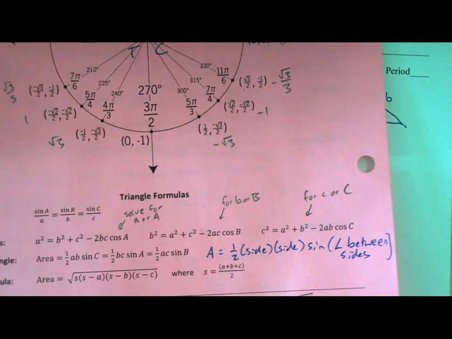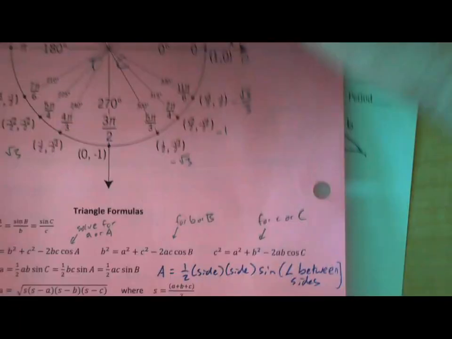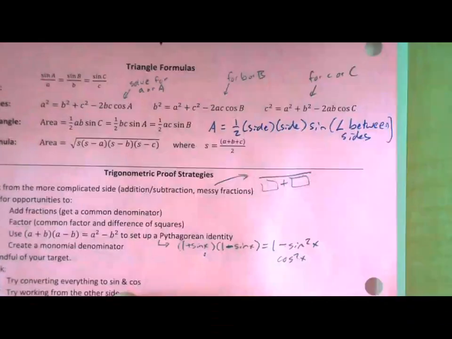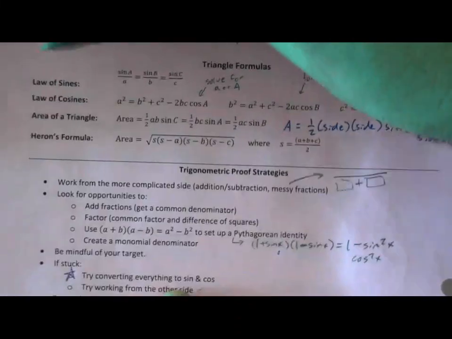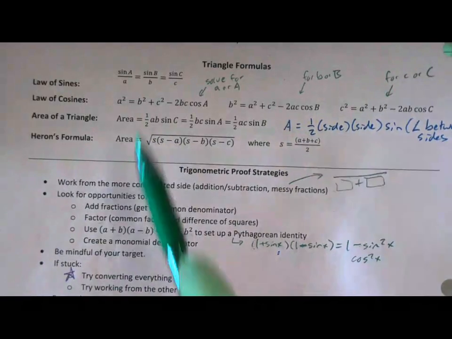And we've got a formula for the area of a triangle. By the way, these formulas will be provided to you on the test. You do not have to memorize them. They will not be on the memorization quiz. Those are on the identities. So there's the area of a triangle.